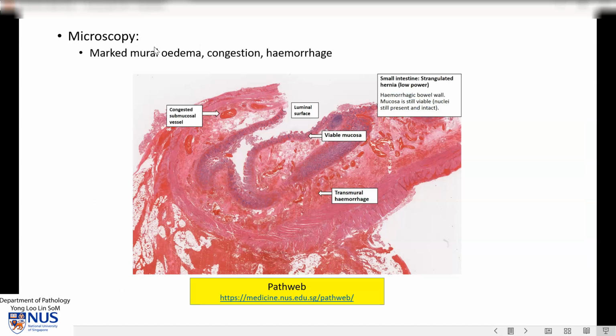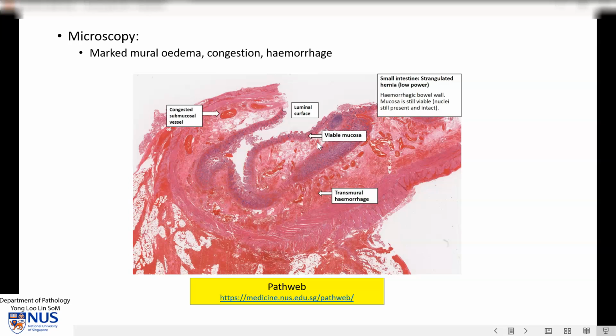And microscopically, there is usually marked swelling of the bowel wall. This is due to edema as well as congestion. Here we can see the veins that are all filled with blood and dilated. There is also a lot of blood outside of the vessels. In other words, there is hemorrhage. And here in this instance, the mucosa is still viable.